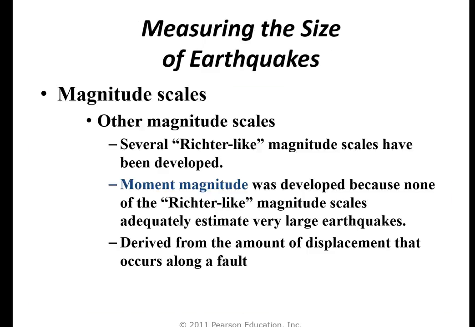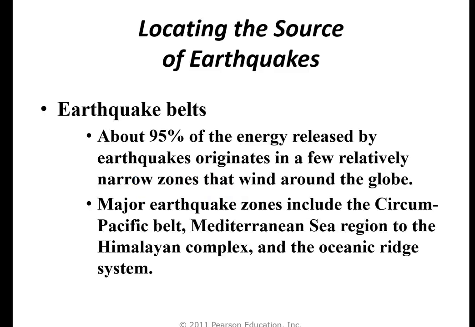Several Richter-like magnitude scales have been developed, and the one used these days now is the moment magnitude, which was developed because none of the Richter-like magnitude scales adequately estimate very large earthquakes. It's derived from the amount of displacement that occurs along a fault.